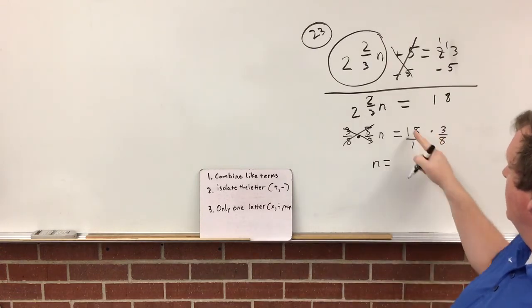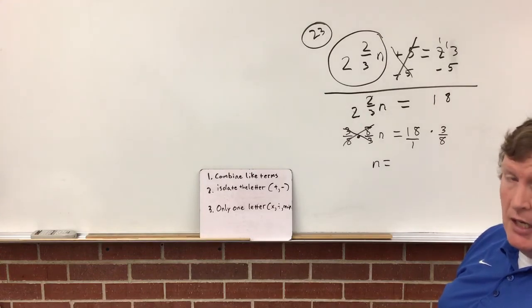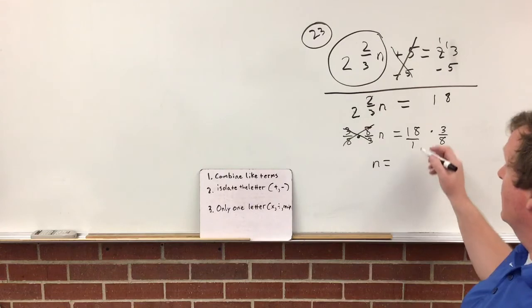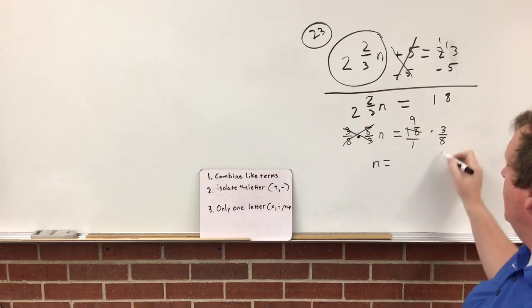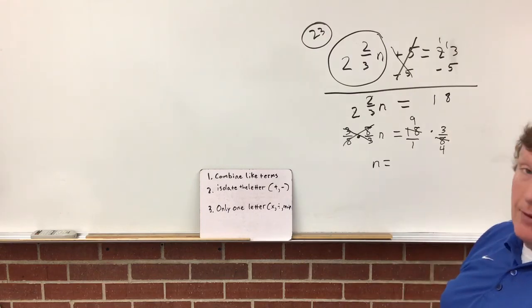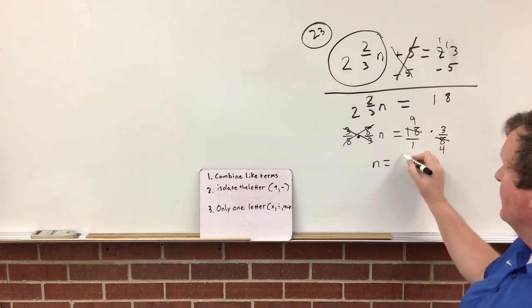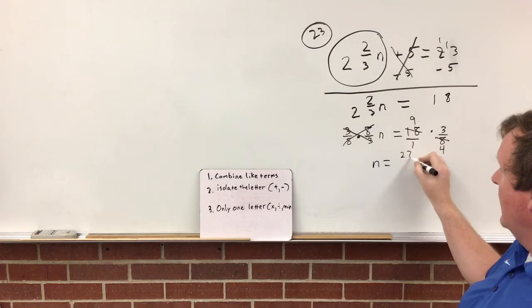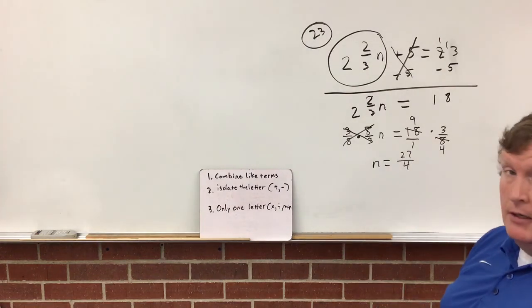Now, look to cancel between 8 and 18. They're both even numbers. And by our divisibility rule, if they're both even, they're divisible by 2. So half of 18 is 9. And half of 8 is 4. And we have no more canceling to do, so we have to multiply across. 9 times 3, 27. 4 times 1, 4.